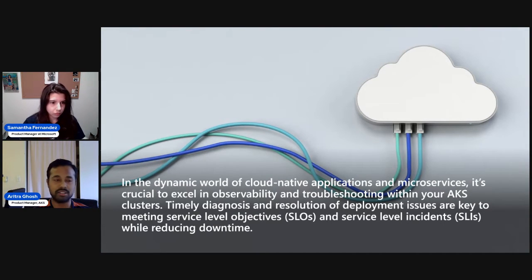Observability is key to understanding what's happening inside your AKS clusters. This includes monitoring metrics, logs, and traces to gain insights into the health and performance of your applications and infrastructure. Troubleshooting is the process of identifying and resolving these issues. It can involve analyzing logs, metrics, and traces to pinpoint the root cause and take corrective action. By excelling in observability and troubleshooting in your clusters, you can reduce your downtime and ensure that you're meeting your SLOs and SLIs. This can lead to both improved customer satisfaction and improved business outcomes.